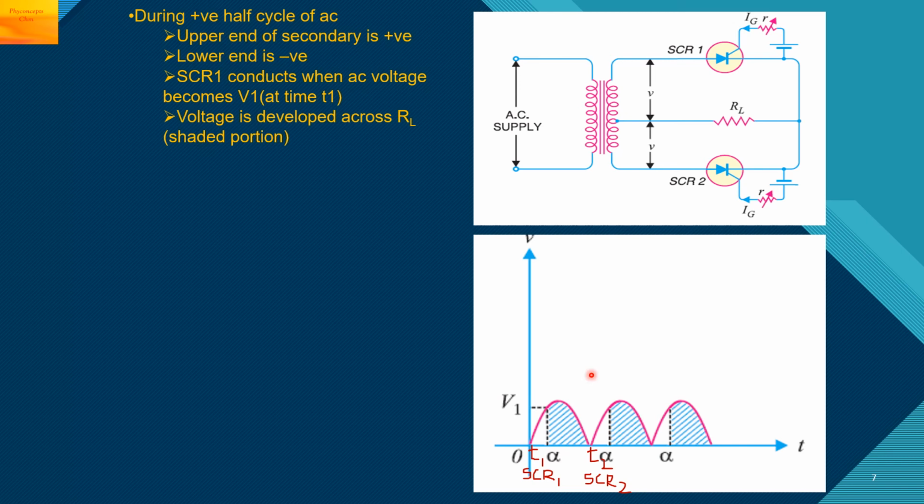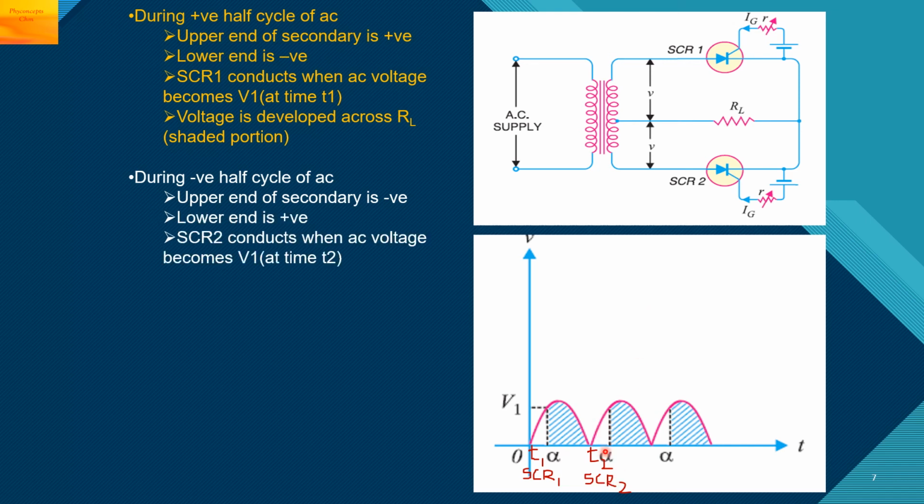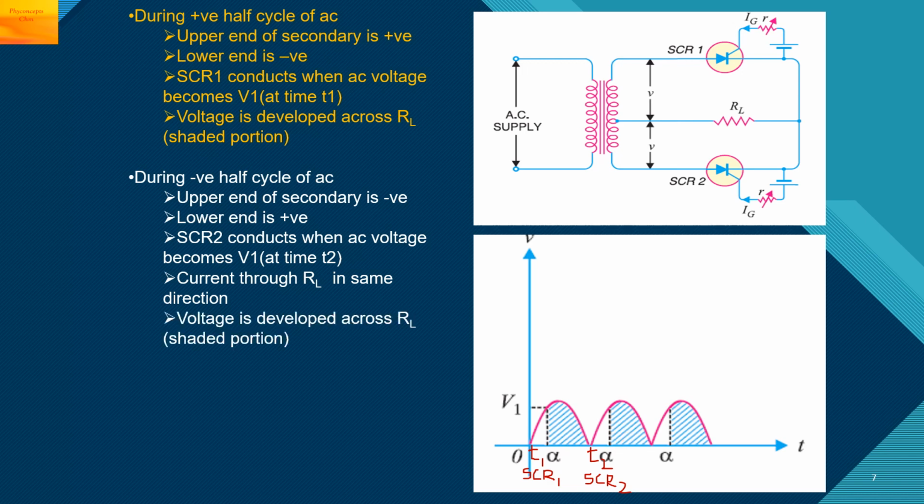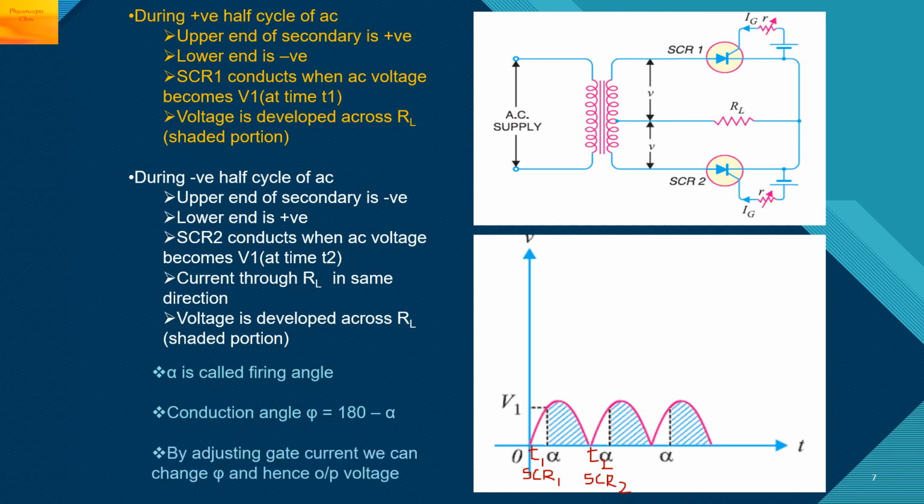During the negative half cycle of AC, the upper end of the secondary is negative and the lower end is positive. SCR2 will conduct when the AC voltage becomes V1 at time T2. Current through RL is in the same direction. Voltage is developed across RL, which is shown by the shaded portion. Alpha is called the firing angle. The conduction angle phi is equal to 180 degrees minus alpha. By adjusting the gate current, we can change phi and hence the output voltage.